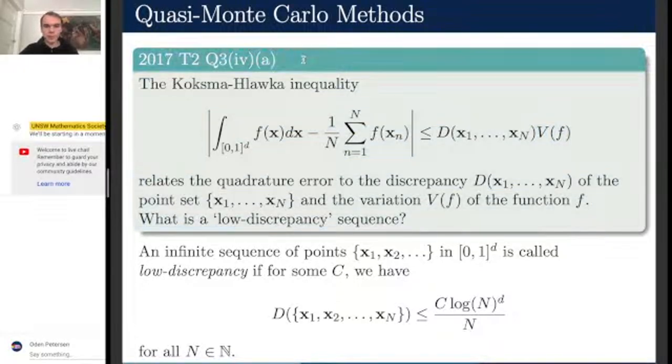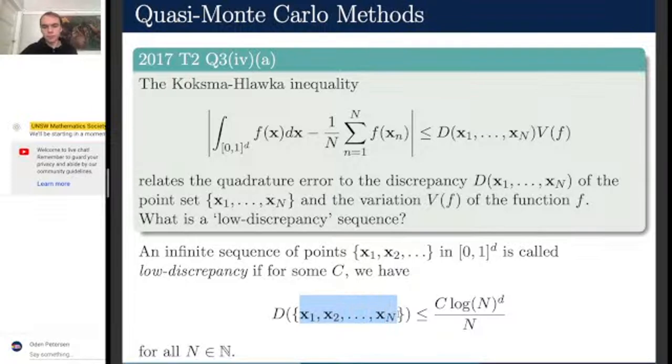So this question from 2017 is basically just asking us to explain what a low discrepancy sequence is. I won't go over again the definition of the discrepancy here. Basically, the solution that the sample answers give is that a sequence is called low discrepancy if the discrepancy of every prefix of the sequence, so the first term, the first two terms, the first three terms, and so on, is bounded.